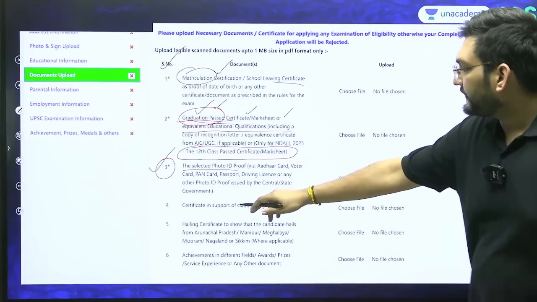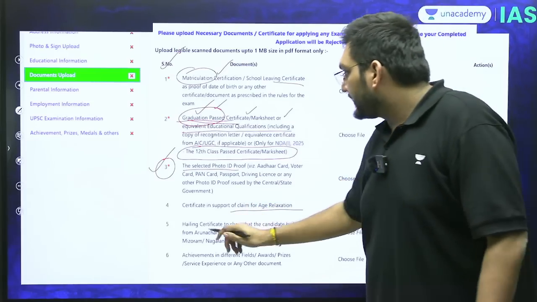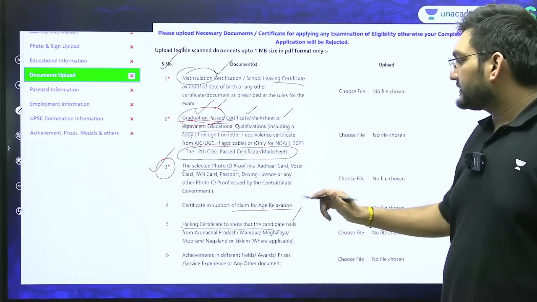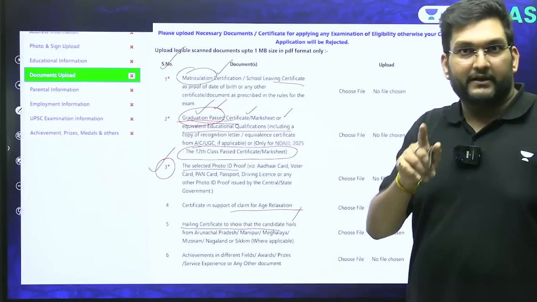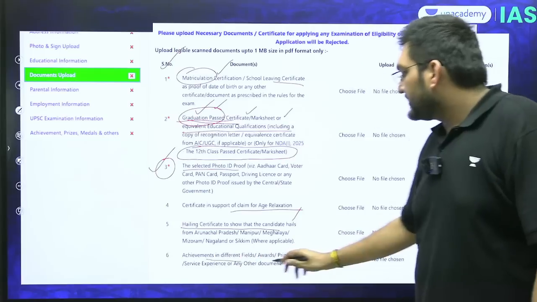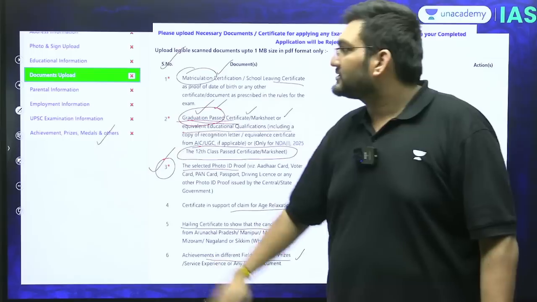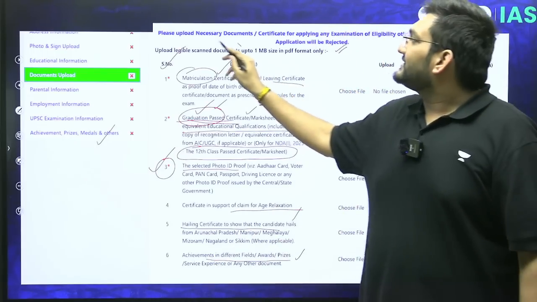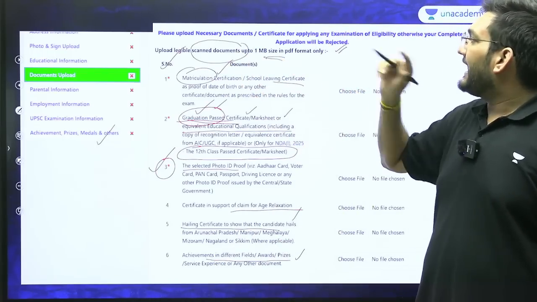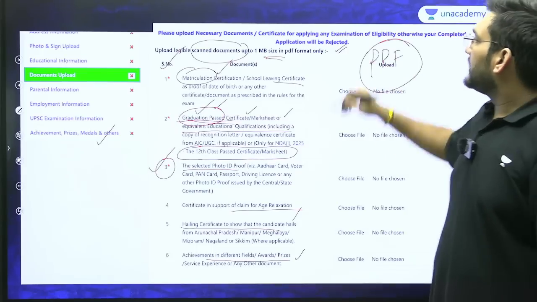Thereafter, a certificate in support of age relaxation for certain students who want that. Further, a hailing certificate for candidates from Arunachal Pradesh, Manipur, Meghalaya, Mizoram, Nagaland, Sikkim, wherever applicable, and achievements in different fields, prizes, if you want to push that as part of the last option which is there. Please note this is going to be very important. Scanned 1 MB file in PDF. Only PDF can be uploaded. So please do note this.